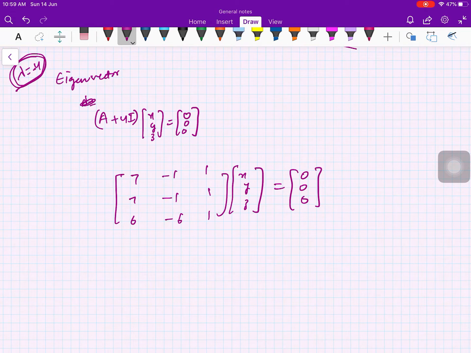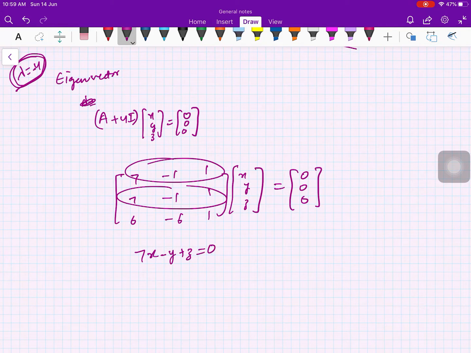And if you get minus 4 as your eigenvalue, then for sure there is an eigenvector, right? So here this is the matrix you will get. So you just do it. You see this one and this one, they are same. So you will get 7x minus y plus z is equal to 0, and 6x minus 6y plus z is equal to 0.